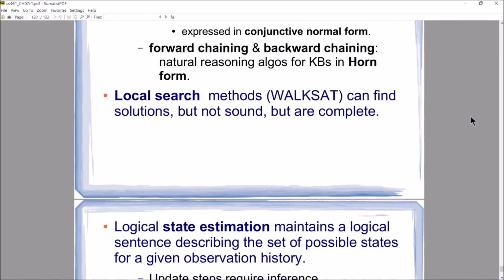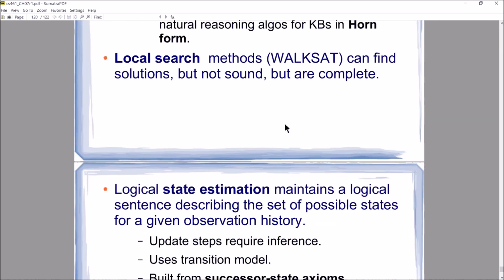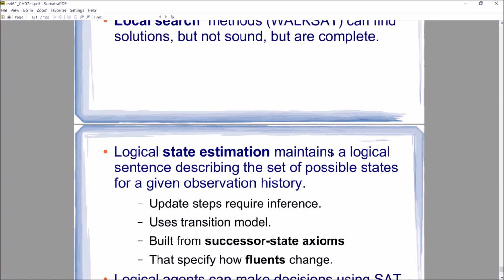That was section 7.6. Logical state estimation is going to give you a logical sentence describing all the possible states for a history of observations, right? So to update that, we're going to need inference to update our state. We're going to have a transition model, and it's going to be built using successor state axioms, which we talked about, and they specify how the fluents change.